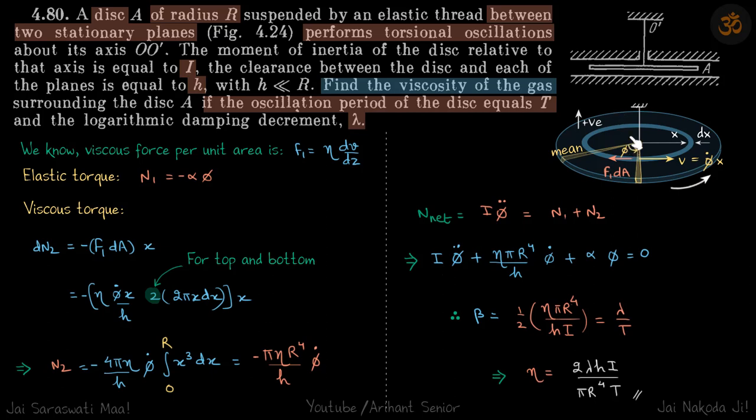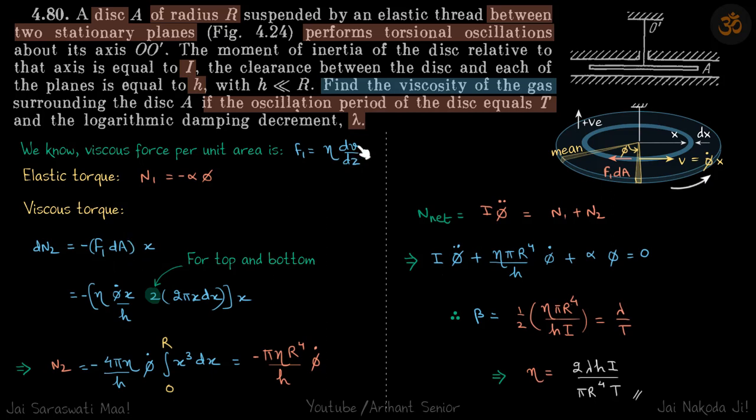Just like in the previous problem, we have taken phi in this direction to be positive. So the top direction is taken as positive. Both the torques, due to the elastic nature and due to the viscous nature, will be downwards, so both will be negative. So N1 is minus alpha phi, and dN2, a small torque due to the viscous force on the ring, will be minus F1 dA into x.